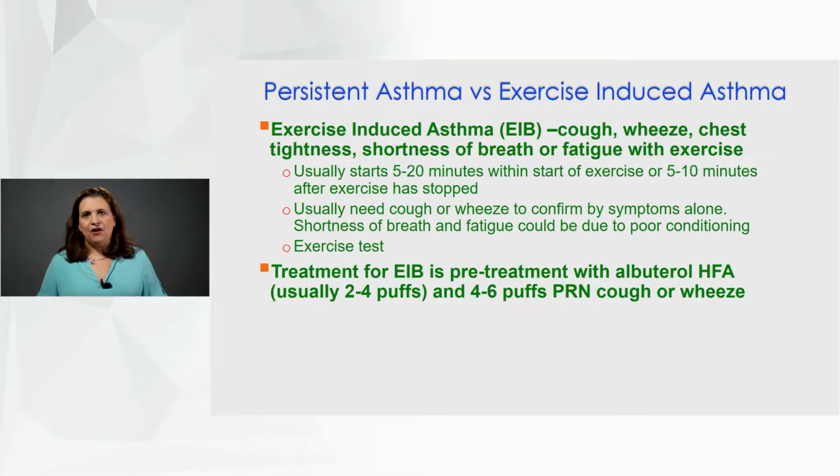Usually, you need to have cough or wheeze to confirm by symptoms alone. The presence of just shortness of breath or fatigue could be associated with poor conditioning and may not be related to asthma at all. If you're unable to make the diagnosis based on symptoms alone, an exercise test is available. Treatment for exercise-induced bronchospasm is pre-treatment with albuterol HFA, usually 2 to 4 puffs, 15 to 20 minutes before exercise. They should also get 4 to 6 puffs of albuterol as needed for cough or wheeze.